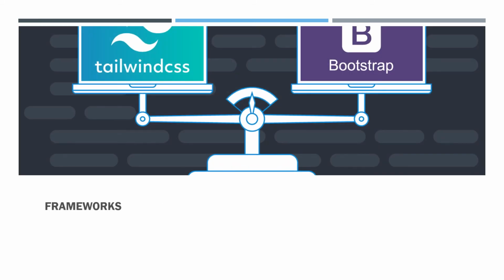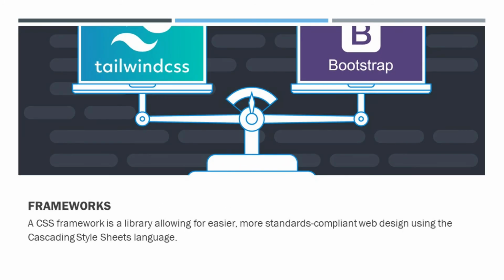Which framework is used in CSS? A CSS framework is a library allowing for easier, more standards-compliant web design using the cascading style sheets language. Most of these frameworks contain at least a grid. CSS frameworks offer different modules and tools, such as grid, especially for responsive web design.